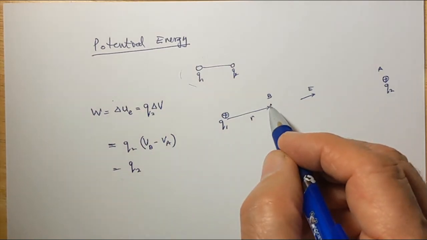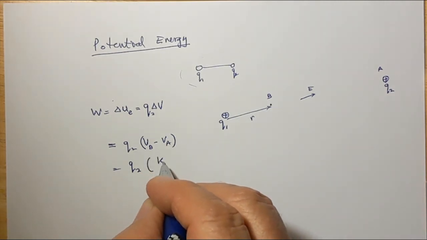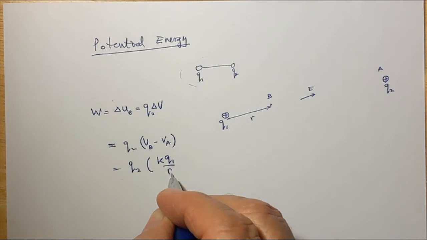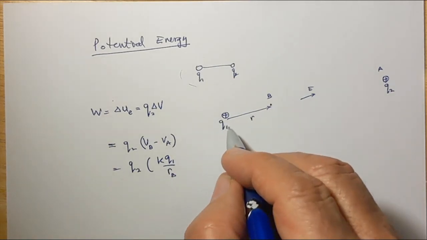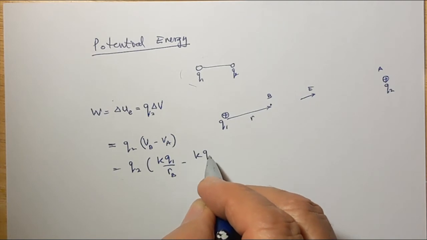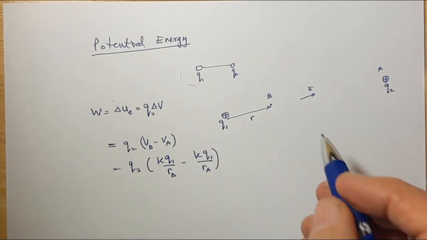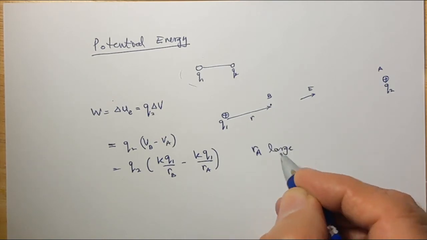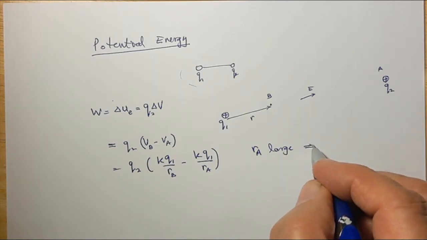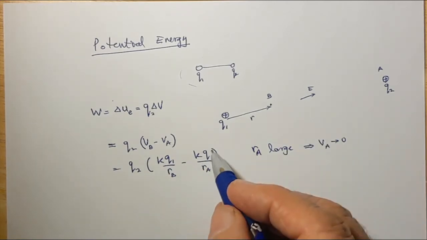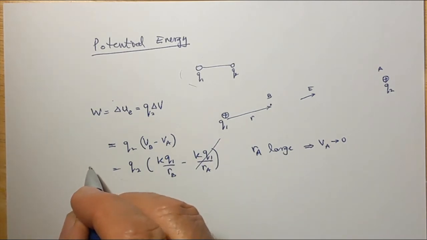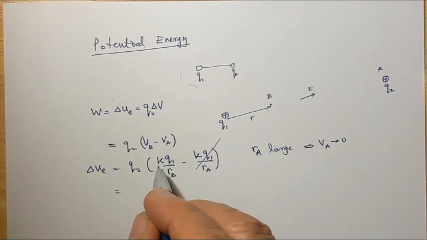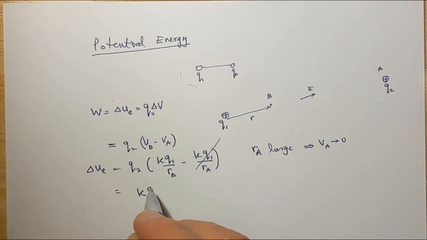And the voltage at B is going to be KQ1 over RB, because the potential here is due to this charge, minus KQ1 over RA. And since RA is large, or actually we tend toward infinity, therefore VA is 0. So this term goes to 0, and the work done, or the delta UE, becomes just this term. So it becomes K Q1 Q2 over RB.